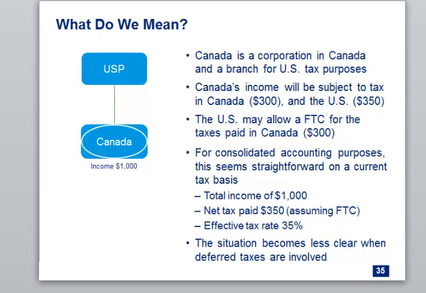So we would expect to pay $300 of tax in Canada. We would expect to pay an incremental $50 in the U.S. after the foreign tax credit, so that we get a 35% tax on a worldwide basis. Right? Easy.